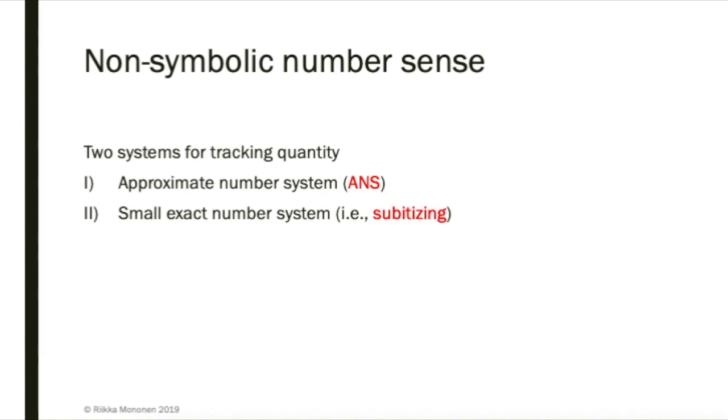It has been suggested that there are two different types of systems that track quantity and are thus related to so-called number sense. The first system is called the approximate number system, ANS. The other system is related to tracking small quantities exactly, also called subitizing. I will explain the differences between these systems in the following and give some examples from each.